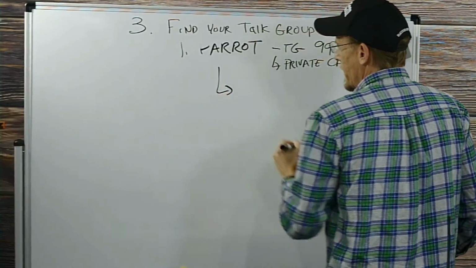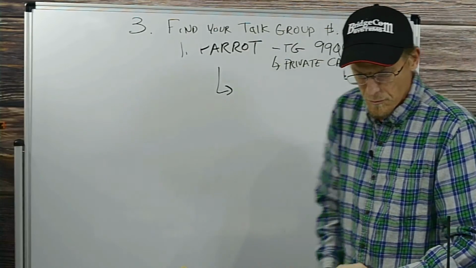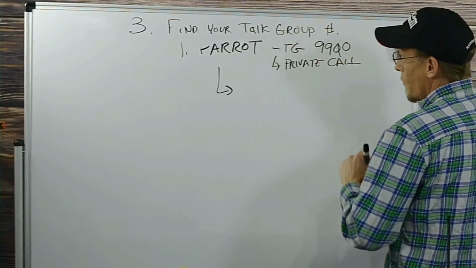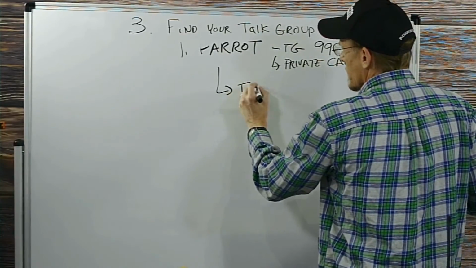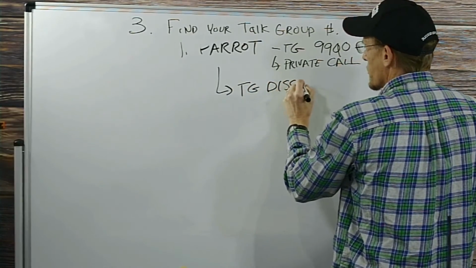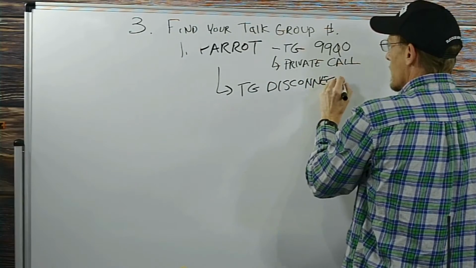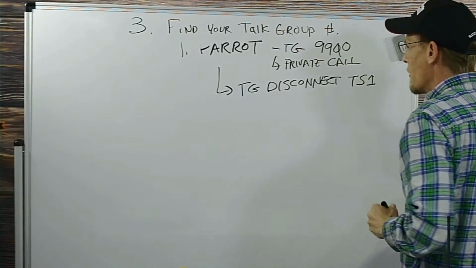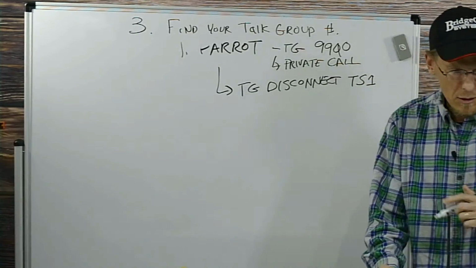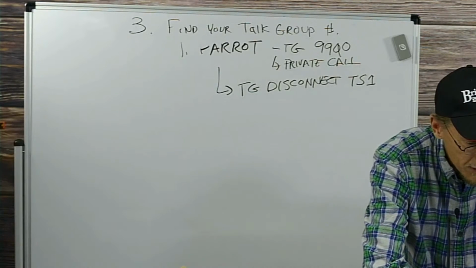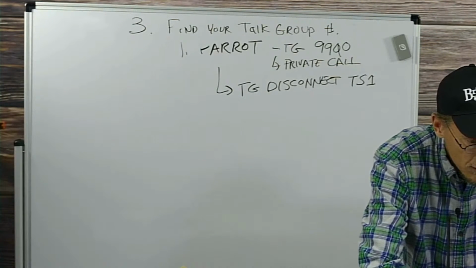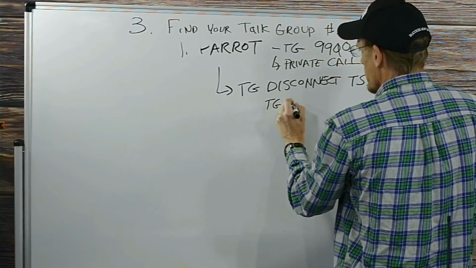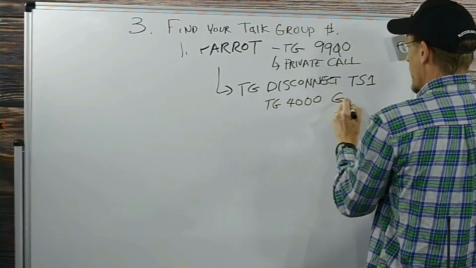Okay, now the next important talk group that you're going to want to know is what's called a disconnect. Talk group disconnect, and there's going to be 1 for each time slot. In this case we want the talk group disconnect for time slot 1. If I go in here and just type in disconnect, right there, that's 4,000. So that's going to be 4,000, and that is a group call. So I'm going to type in GC.